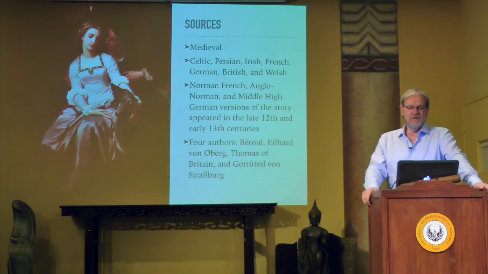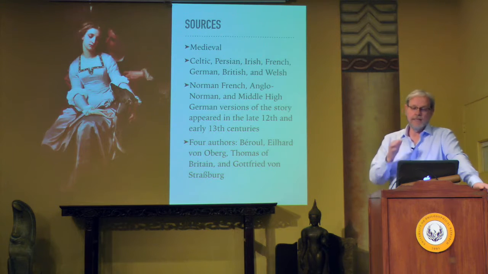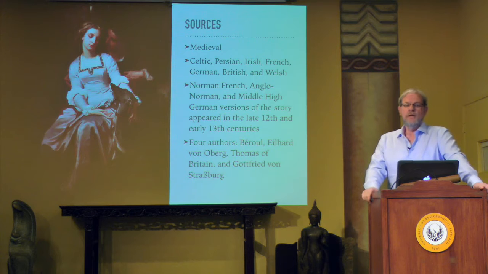And some interesting things are appearing, and it's going to be interesting again tonight with Tristan and Iseult, a medieval romance. So as you can see here, there are many versions: Celtic, Persian, Irish, French, German, British, and Welsh. The Norman French and the Anglo-Norman and the Middle High German versions start to appear in the late 12th, early 13th centuries. And there are four authors there: Beroul, Eilhart von Oberg. You can see it's going to be French and German. Thomas of Britain and Gottfried von Strassburg.